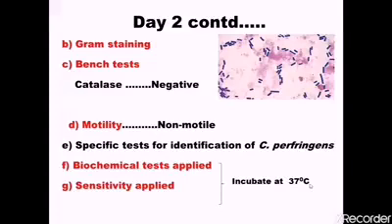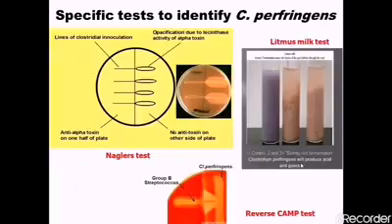On performing gram staining, again gram-positive rods will be observed under microscope. It is catalase negative, non-motile. Go for biochemical tests and sensitivity. Incubate this in an anaerobic incubator at 37 degrees centigrade. And now we will talk about specific tests for identification of Clostridium perfringens.